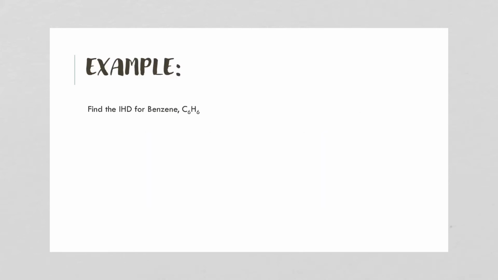So in our first example, we're being asked to find the IHD for benzene. So remember, IHD is equal to 2 times the number of carbons plus 2 minus the hydrogens, over 2. So we have 6 carbons, so 2 times 6 plus 2 minus 6, all over 2. So that adds up to 8 over 2. So the index of hydrogen deficiency for benzene is 4.